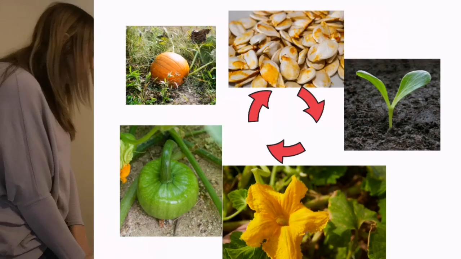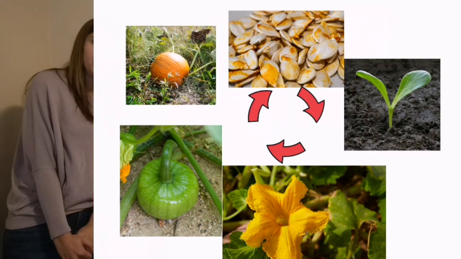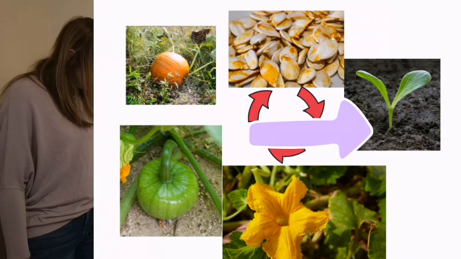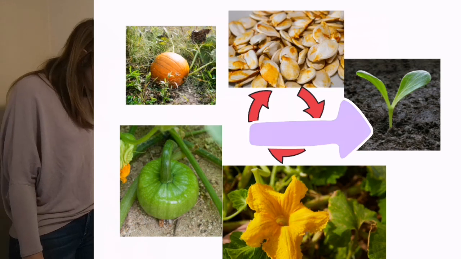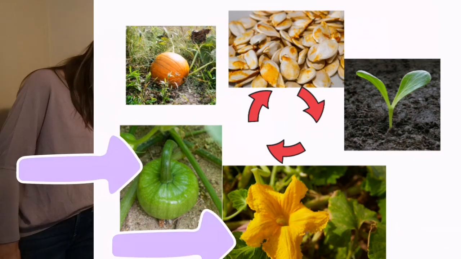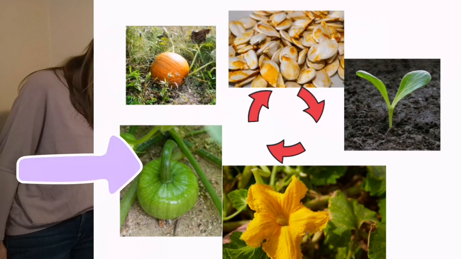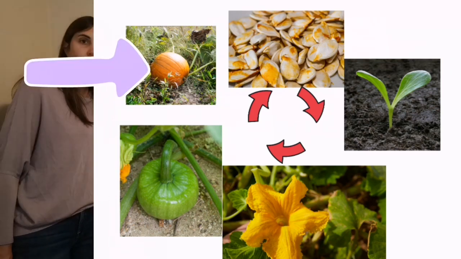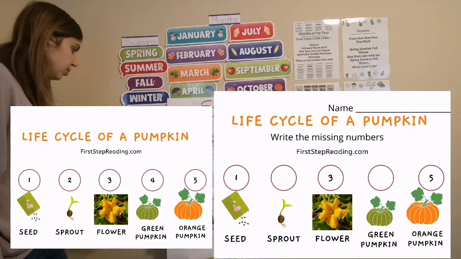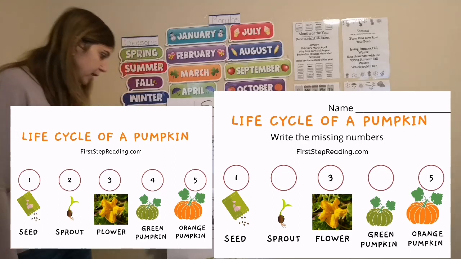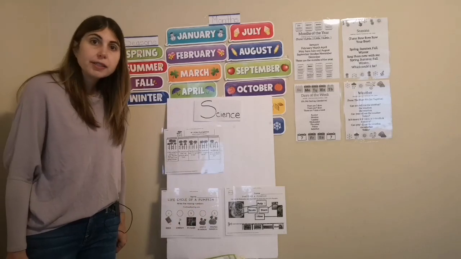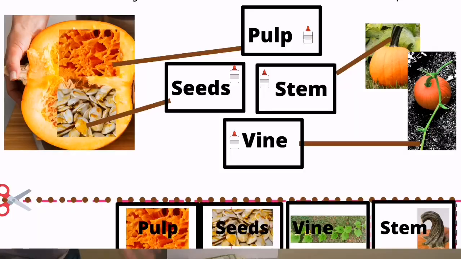So the first thing we're going to learn about is how pumpkins grow. So first they start off as seeds. Then the seeds sprout. Then once they grow into a vine, we get a flower on the vine. Then this flower will turn into a green pumpkin, and last we will get an orange pumpkin, and that's the life cycle of a pumpkin. So we have a worksheet you can do, and you put in the missing numbers on the steps of how a pumpkin grows.